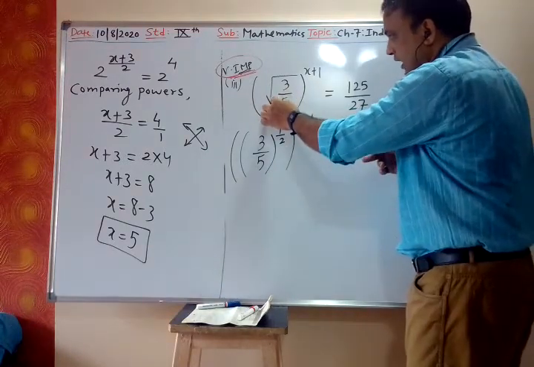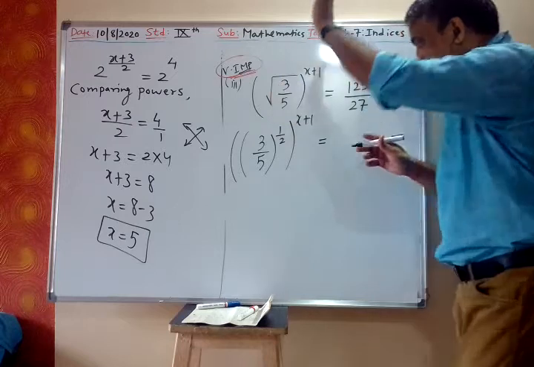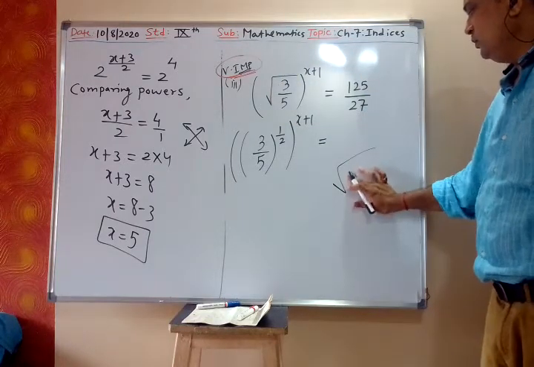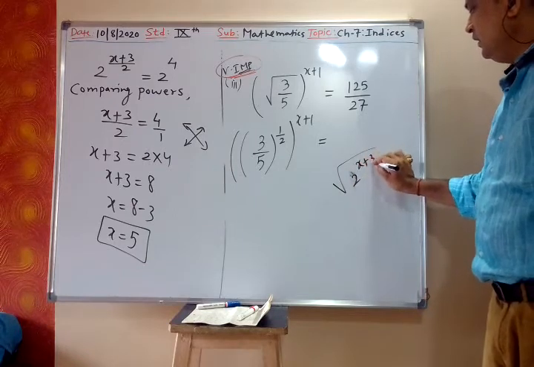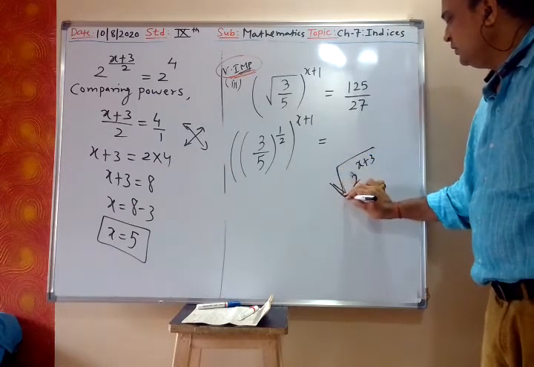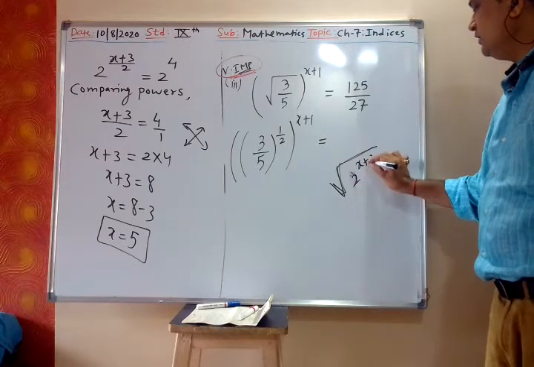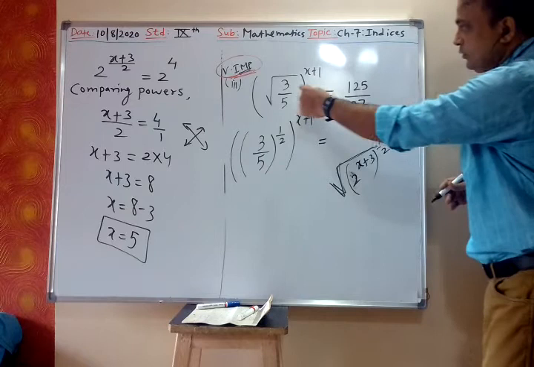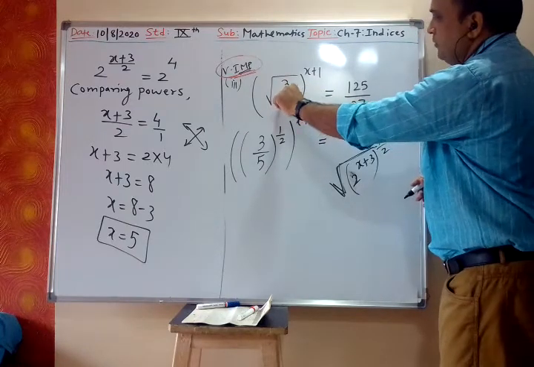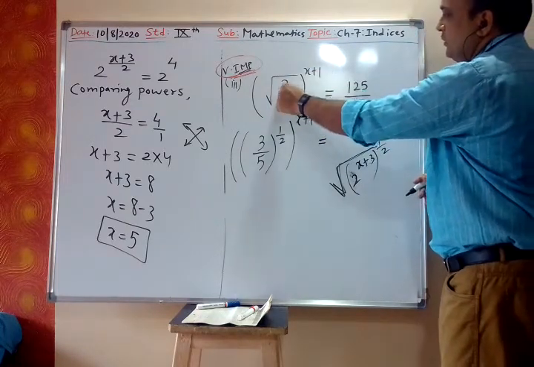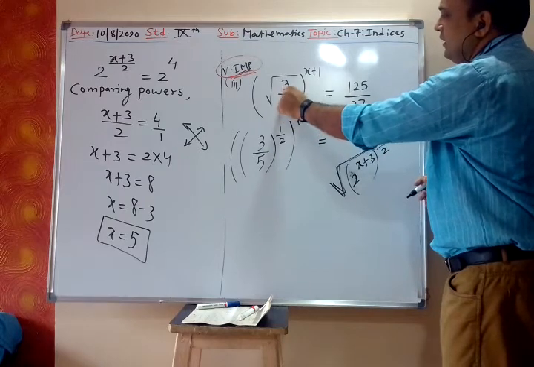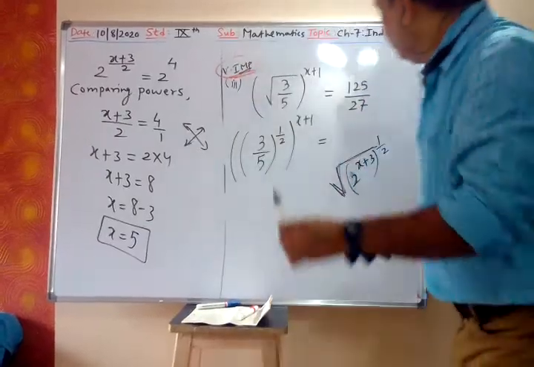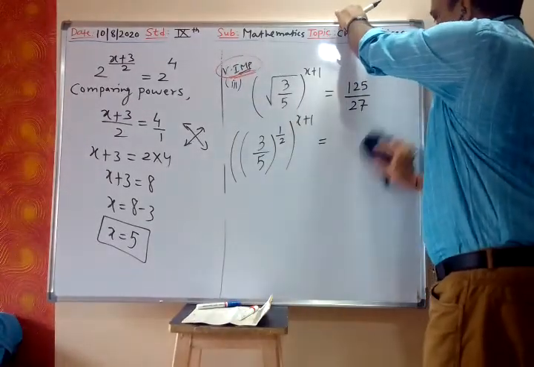Because we are having root of 3 by 5. Previously it was 2 raised to x plus 3, the square root of the whole part, so I took 2 raised to x plus 3 raised to half. But now it is root of 3 by 5 inside, then power x plus 1. So root of 3 by 5, I will write 3 by 5 raised to half, raised to x plus 1.